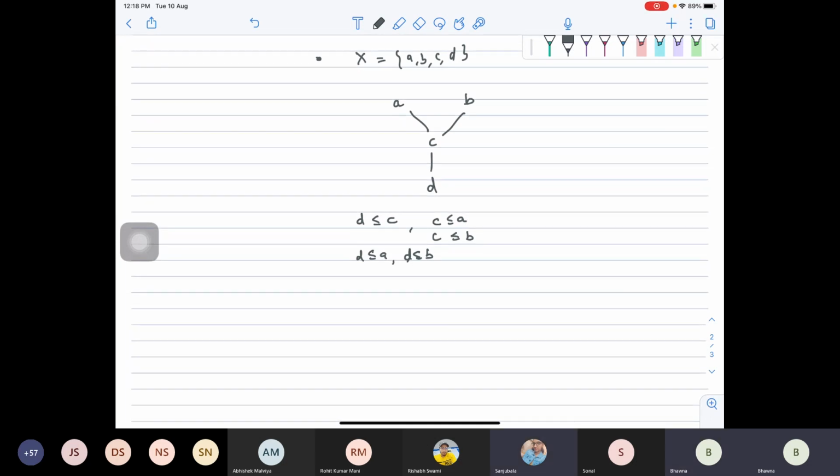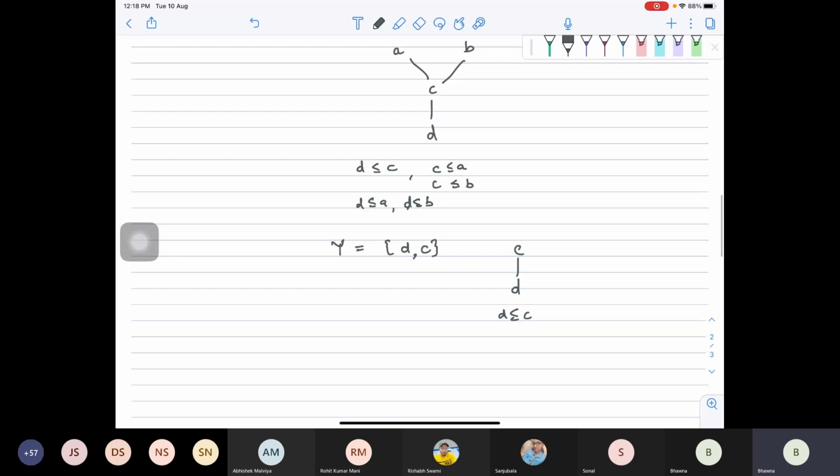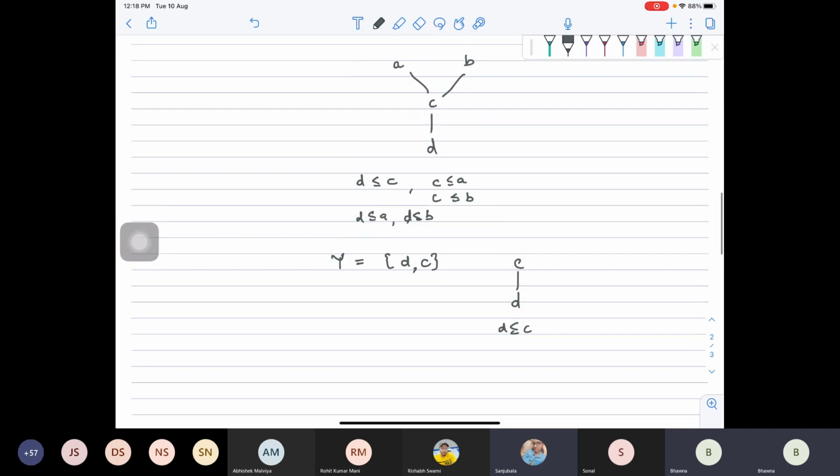Now suppose I take a subset of this X. Let me define Y to be the subset D and C. Then Y is also a poset. How? D is less than or equal to C. So with this relation, Y is also a poset. Do you agree? Yes or no? Yes, ma'am. Fine.